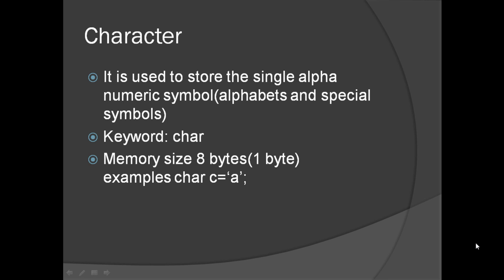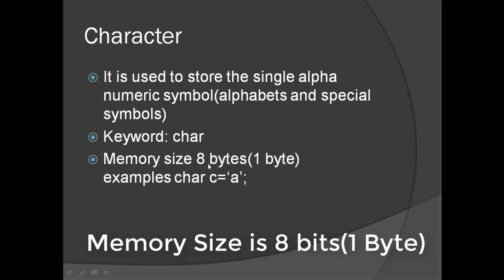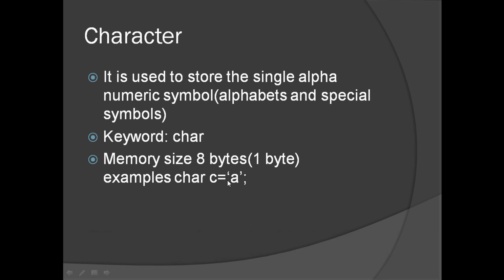The memory size for the character data type is 1 byte, that is 8 bits. I'm sorry for this mistake. It is 8 bits, not 8 bytes. I'm so sorry. I will correct it. The example for the character data type is char c equals, and we have to enclose that particular symbol in single quotes, because we can store alphabets, right? The values which we store in a character should be enclosed in single quotes, and the memory size is 1 byte, that is 8 bits, and the format specifier for character is %c.